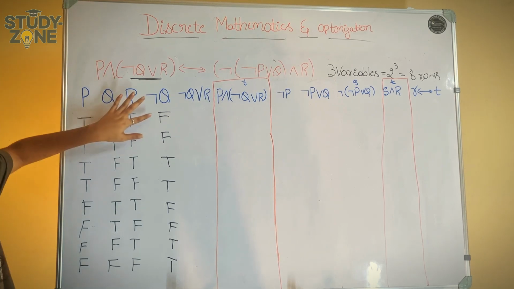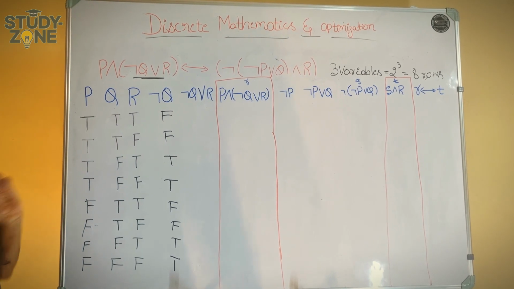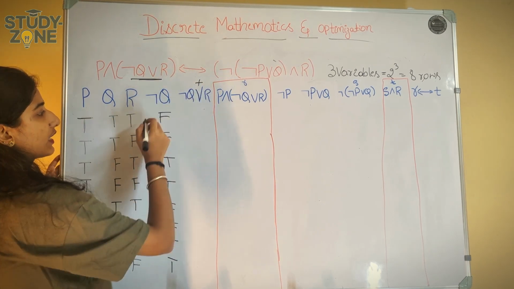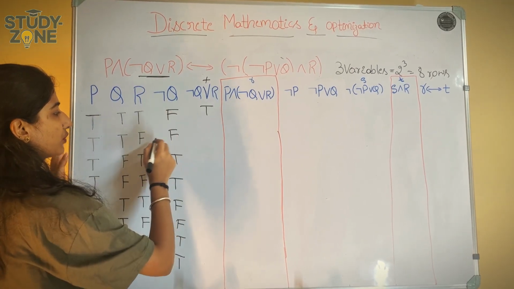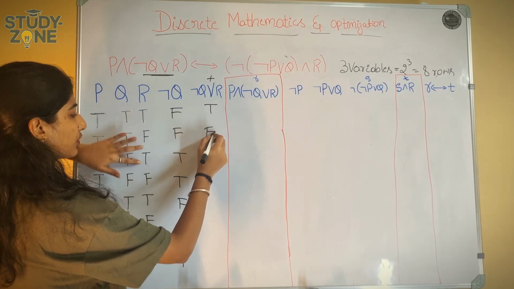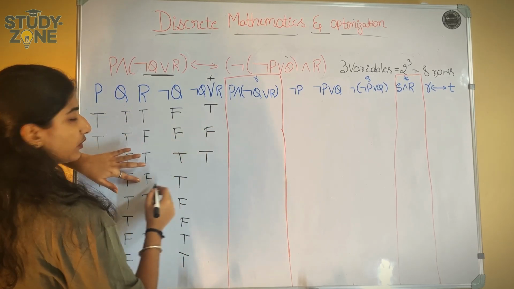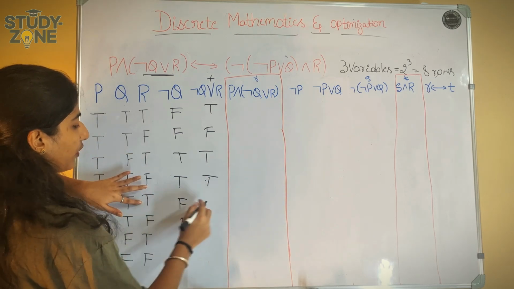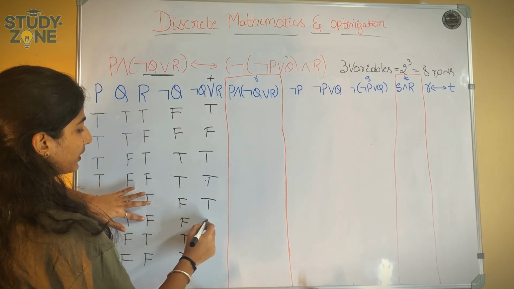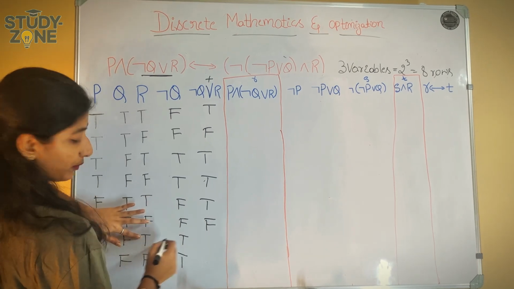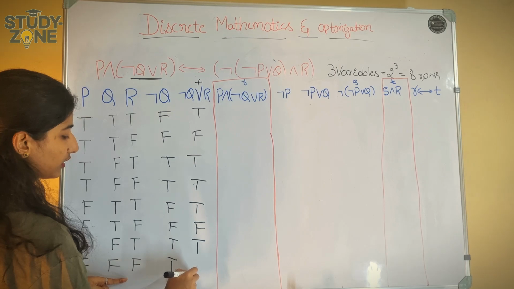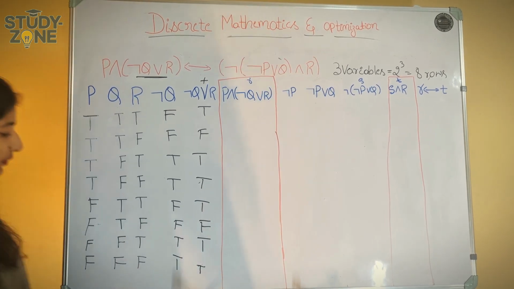And then negation of Q or R. So true, false. Or means plus. So true plus false, true. False plus false, false. True plus true, true. And then false plus true, what will happen? True. And then true plus false, true. False plus false, false. True plus true, true. True plus false, that is also true. Done.